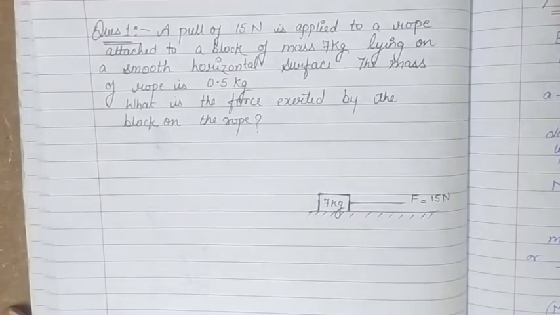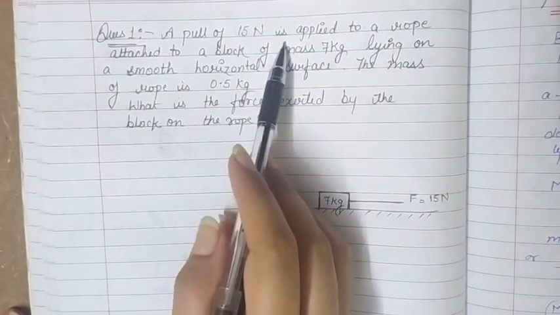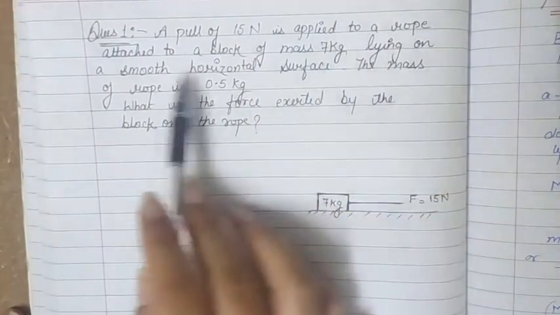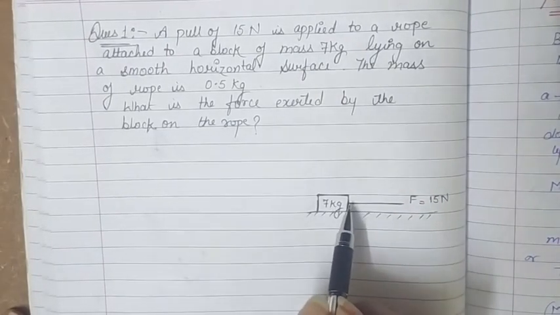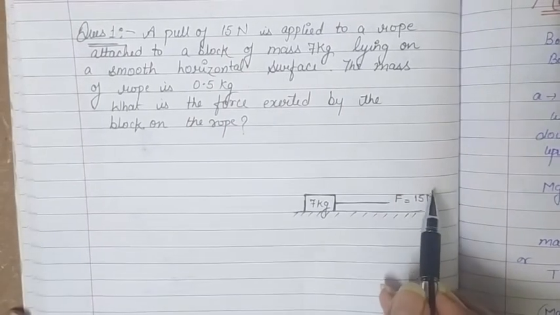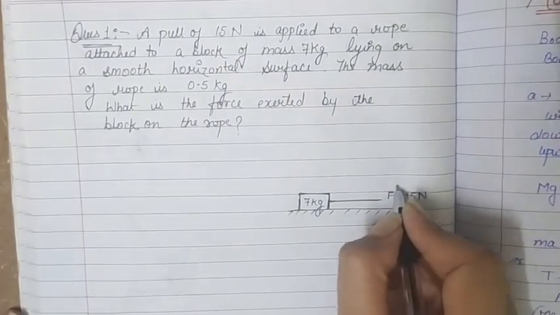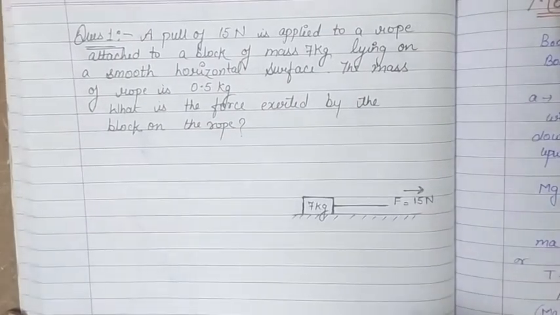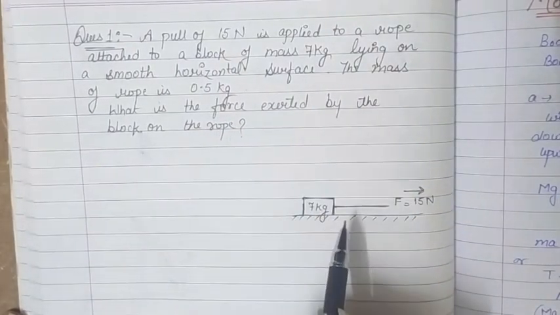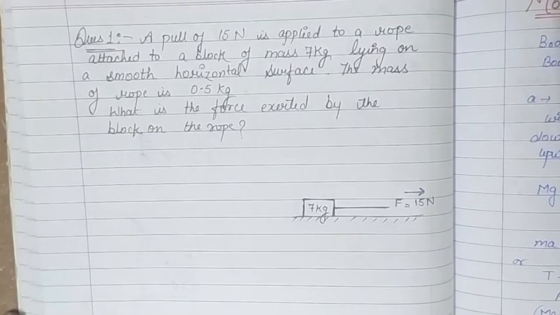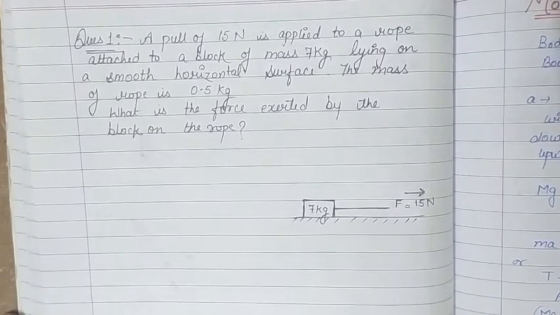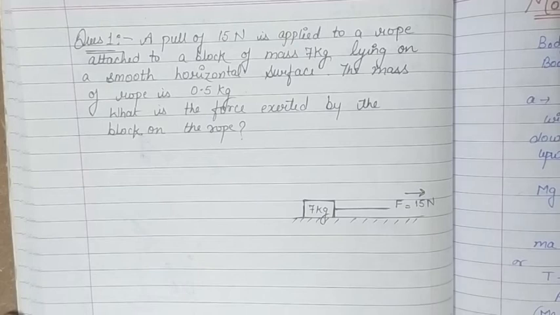Question number 1 states that there is a pull of 15 Newton applied to a rope attached to a block. So we have a block of mass 7 kilogram and a rope is attached to it, on which a pull of 15 Newton is applied, meaning in this direction it is pulling, and this block is lying on a smooth horizontal surface. The meaning of a smooth horizontal surface is that the surface is frictionless. We are not going to consider any forces because of friction, and the mass of the rope is 0.5 kilograms. So the rope is not massless, it has a mass of 0.5 kilogram.